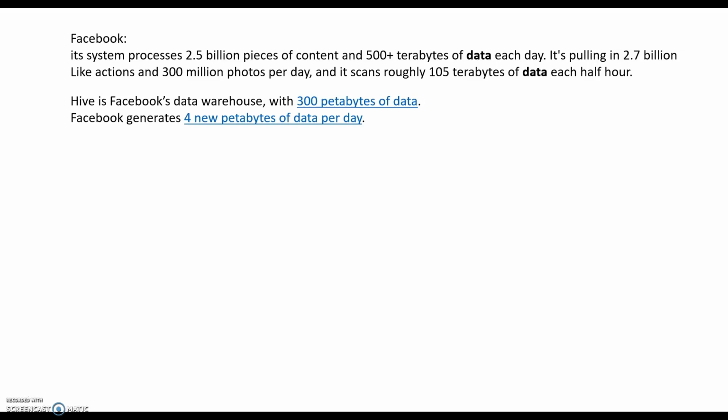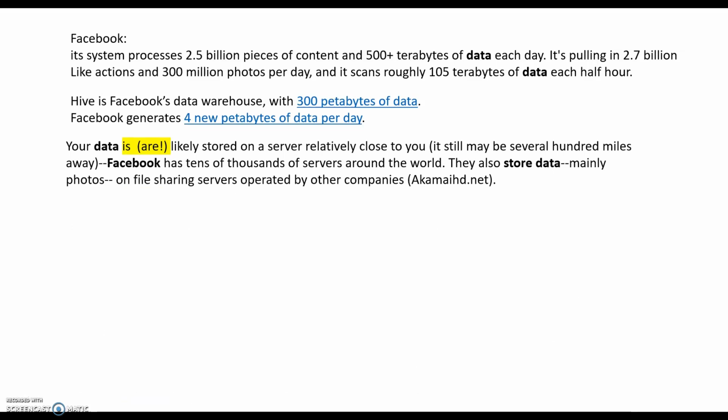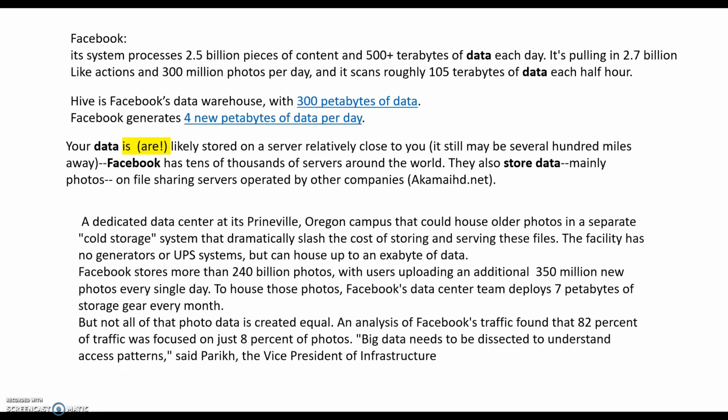They store their own data, and Facebook has data storage all around the world. They got one in Oregon, which is this one here, a little bit about it, that stores older photos. This is in a cold storage system like the Glacier system we just talked about for Amazon. No generators or electrical systems, can house up to an exabyte of data. They store more than 240 billion photos. Well, you see what it is.